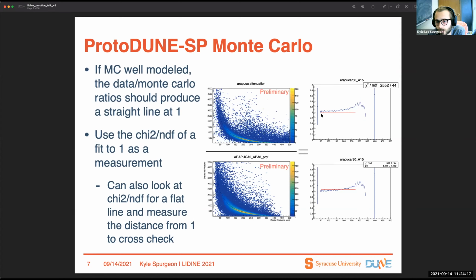Here you can see this is not a good fit. It is not close to 1. Here you can see that we have mismodeled something, namely the Rayleigh scattering length. The absorption is fairly close, but this is just to show 2 examples of these.